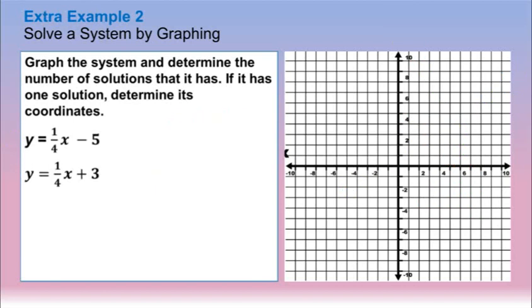Next one, y equals 1/4 x minus 5 and y equals 1/4 x plus 3. Here I know that there is no solution. And how do I know that without graphing it? My slopes are the same. But I'm just going to graph them anyways, so we can prove that. So negative 5 on the y-axis, and go up 1 to the right 4, up 1 to the right 4.